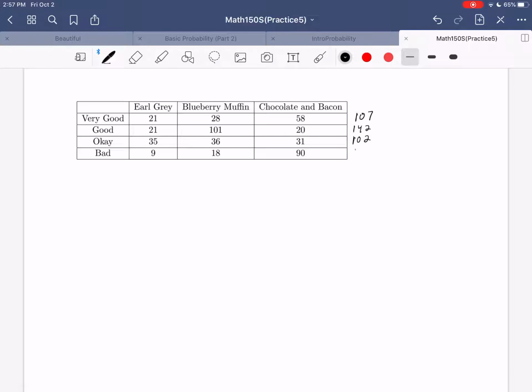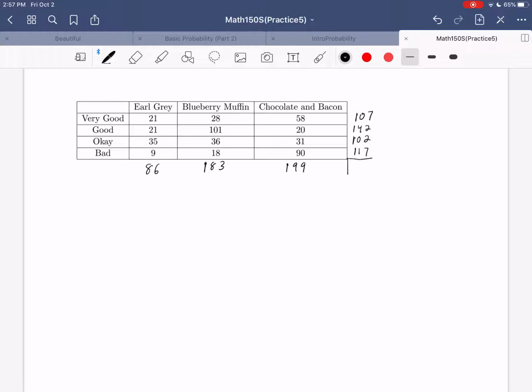We had 117 there. If we go ahead and do the column totals, looks like we had 21, 21, 35, and 9. So that was 86. Then 28, 101, 36, and 18. That was 183. And 58, 20, 31, and 90, which was 199.